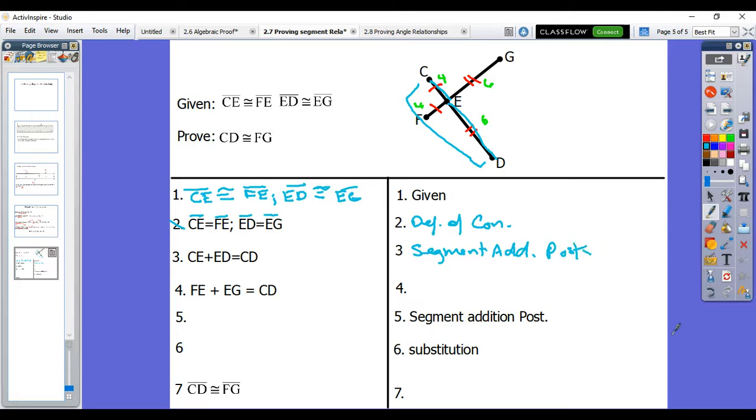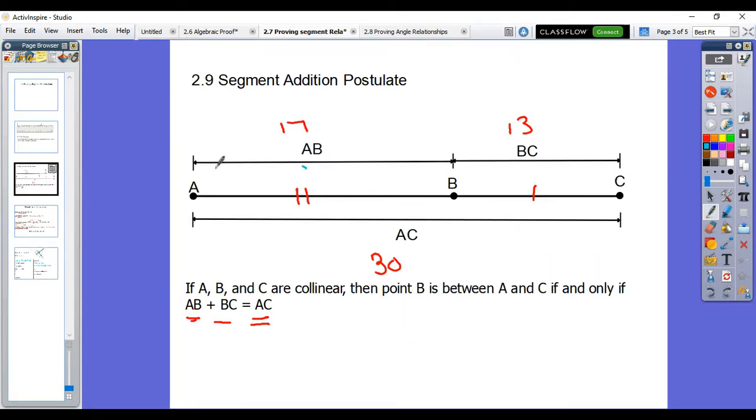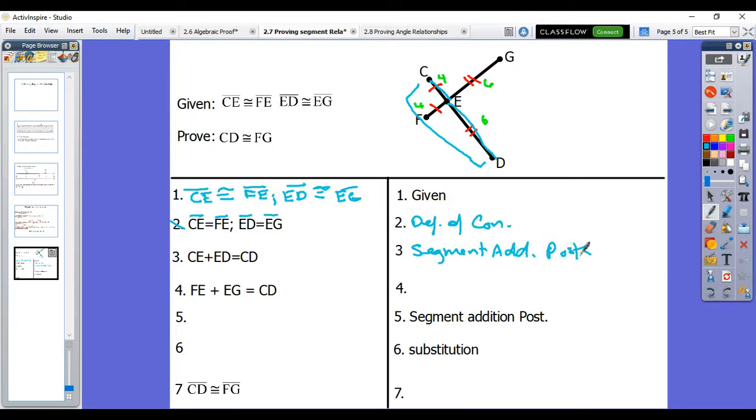Postulate. Segment addition postulate. As we said earlier right here, anytime you're adding two smaller parts to make a bigger part, to make the whole thing, that's the segment addition postulate. Shorthand, you can write seg add post. Same thing, seg add post.